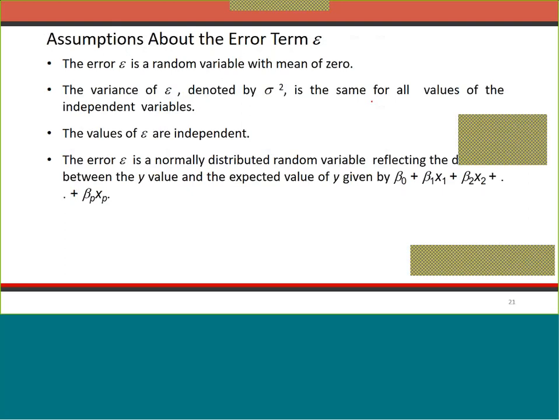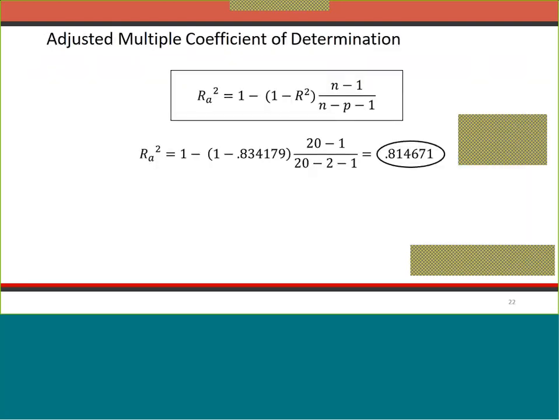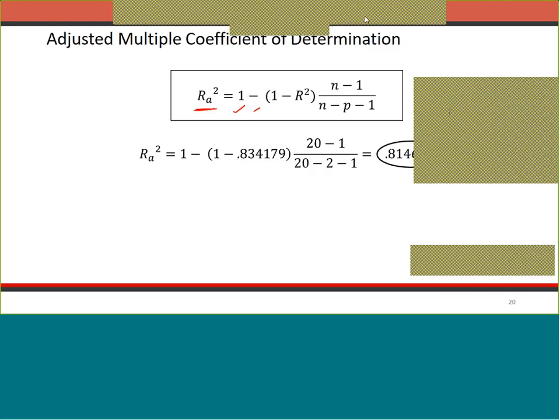That's it. So please remember there is a relation between RA square and R square. If I give you R square, you can calculate RA square. If I give you RA square, obviously you can calculate R square. Do you understand or not? Yes?